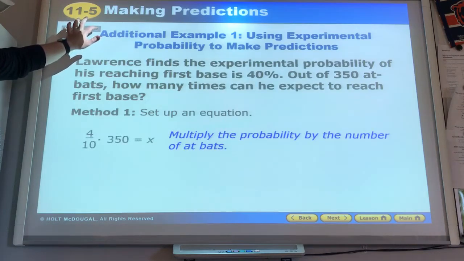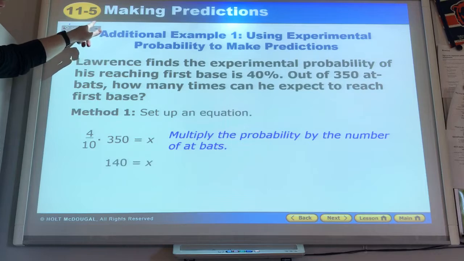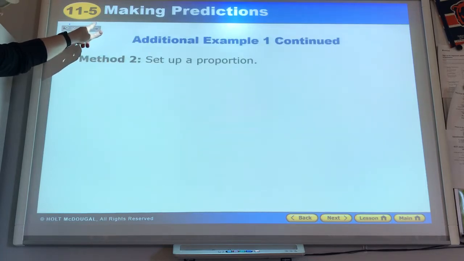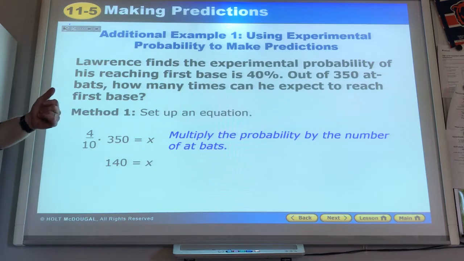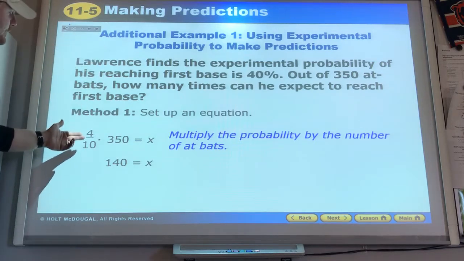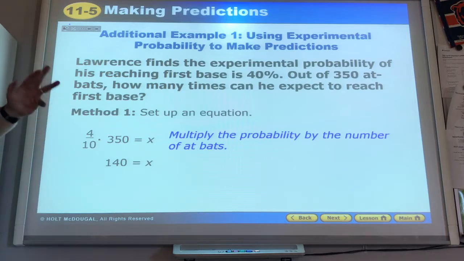Write an equation, okay? 4/10. They chose to write it as a fraction. 4/10 is the same as 0.4. When you multiply 4/10 times 350, you get 140, just like when we multiplied 0.4. I think doing the decimal is much easier. You can also use the fraction. 4/10 is equal to 40% is equal to 0.4.